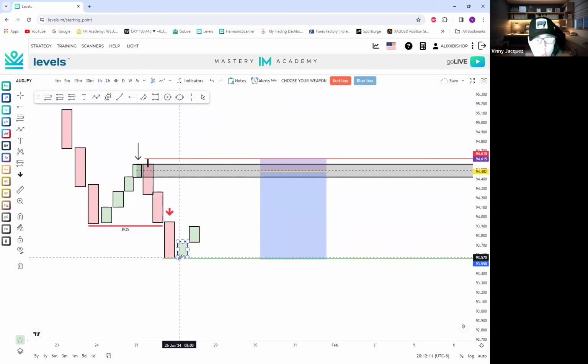Guys, do you know why this is going to be my main swing TP? Does anybody want to take a guess? What's the black dotted area again? This black dotted area is going to be my starting point entry to sell off.